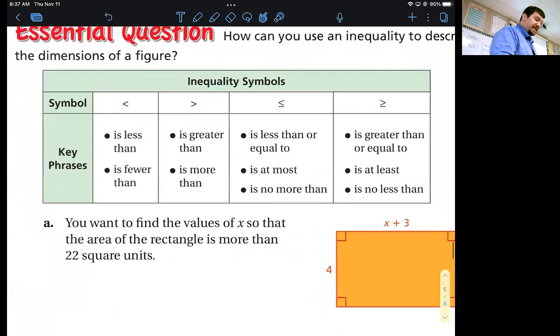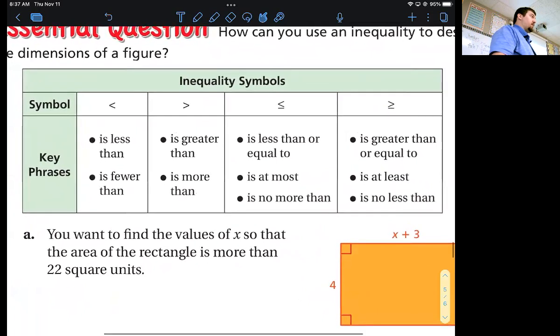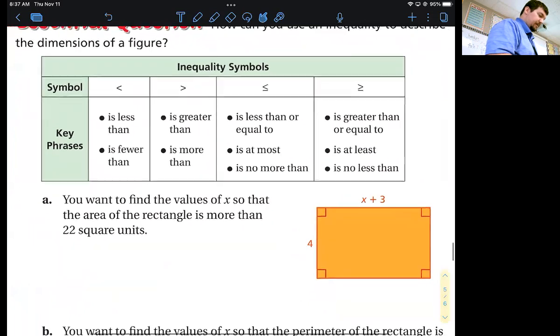Now, I've attached this key here. Remember this chart from our first section? It tells you what symbols for which words. That's going to be helpful to look at as we're putting this together. Maybe you don't need it. Maybe you're already past that.